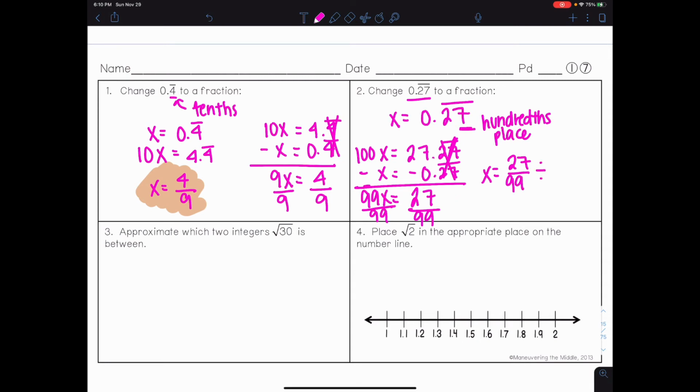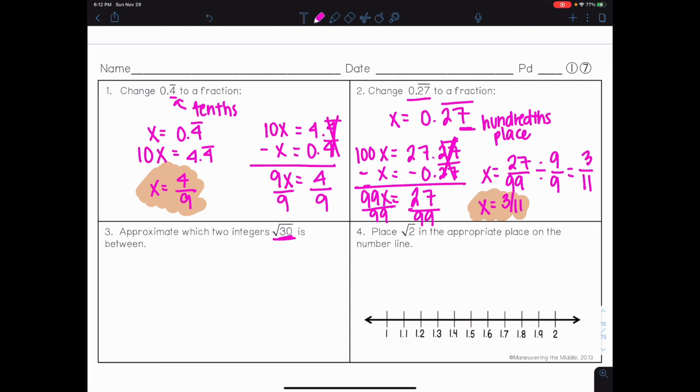So all we'll need to do now is just go ahead and simplify down as much as we possibly can. So I know they're both divisible by 9, so I'll do that first. So 27 divided by 9 is 3, and 99 divided by 9 is 11. And those both are simplified. They're actually prime numbers, so I know I'm done. So I found that x is equal to 3/11 as my simplified fraction. Okay.